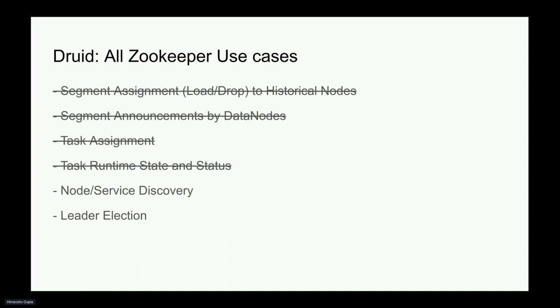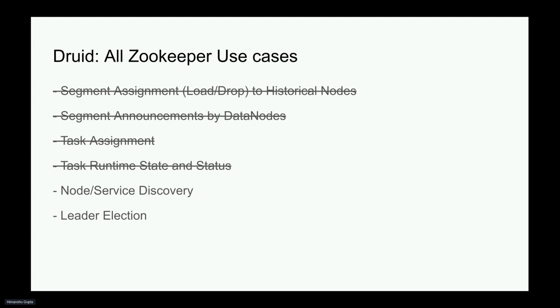So this single mechanism based on HTTP long polling can be used to serve all these different use cases of state synchronization. And this works. We have been able to replace all four of those use cases. So you can turn on this HTTP based synchronization, and in that case, Zookeeper will not be used at all for state synchronization, and it works by long polling. The two remaining themes are node service discovery and leader election.